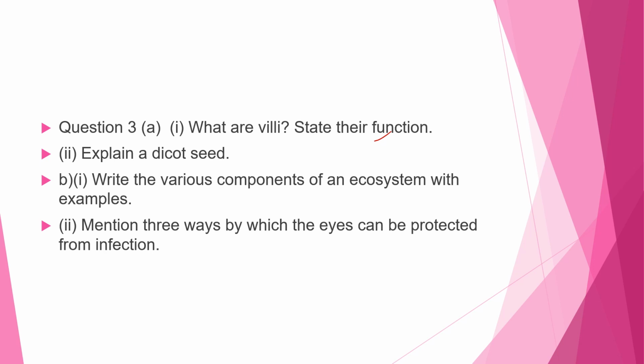Now the second one here, the second one I missed out, sorry. Explain a dicot seed. This is very easy. You know that a dicot seed has a seed coat made up of two layers. The outer layer is called the testa and the inner layer is called the tegmen.